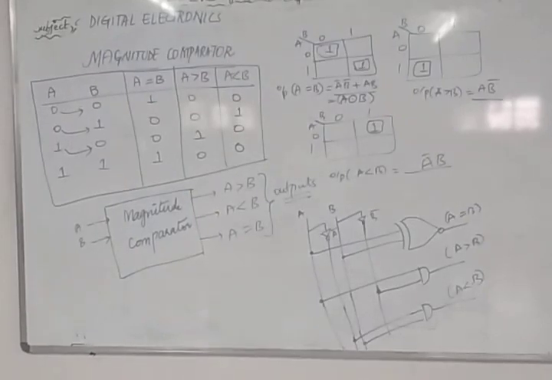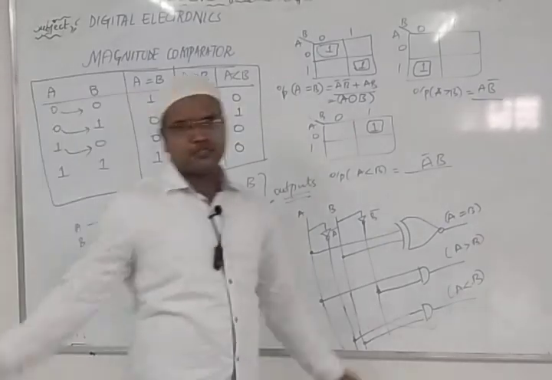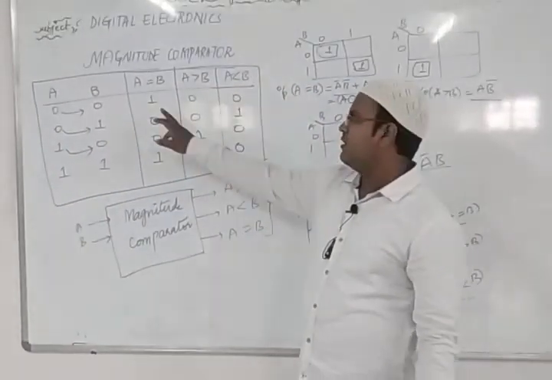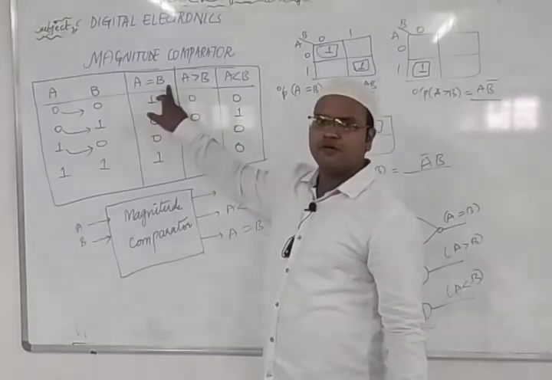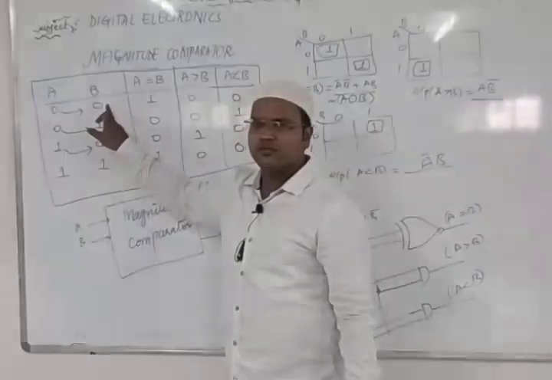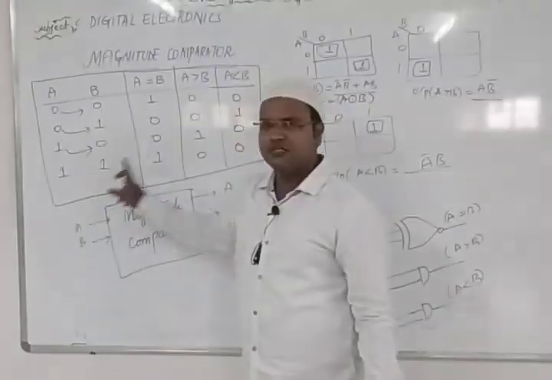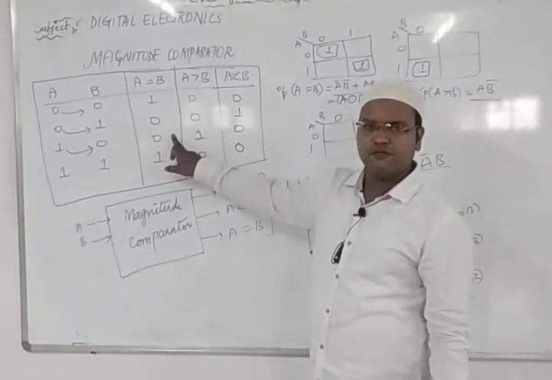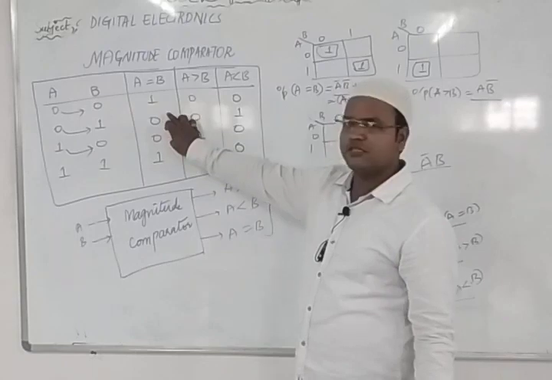It's a little bit blurry, so once again, students, see here what we did. We have taken A and B. Then we compare A equals B, then A greater than B and A less than B. For that we compare A and B when they are the same. For 0, 0 it is the same, so we wrote 1. For 1, 1 it is the same, so we wrote 1. For the rest there is no comparison possibility, so we make those 0.